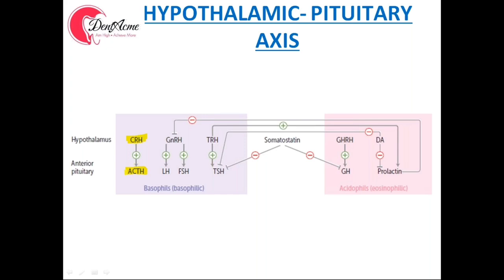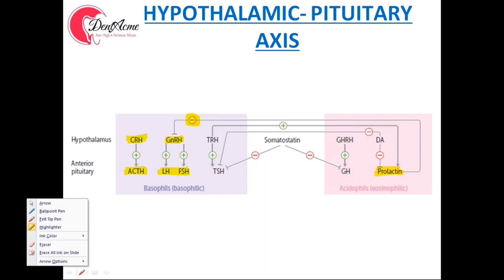Then gonadotrophin releasing hormone from the hypothalamus stimulates the production of luteinizing hormone and follicle stimulating hormone. And prolactin inhibits the release of gonadotrophin releasing hormone from the hypothalamus.